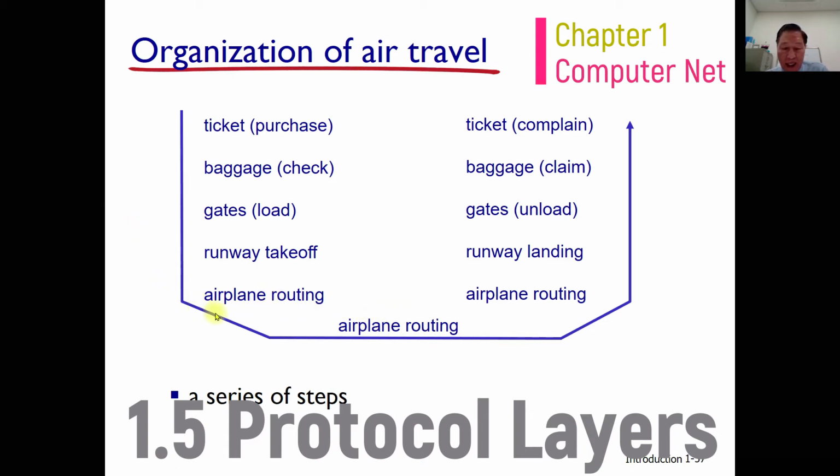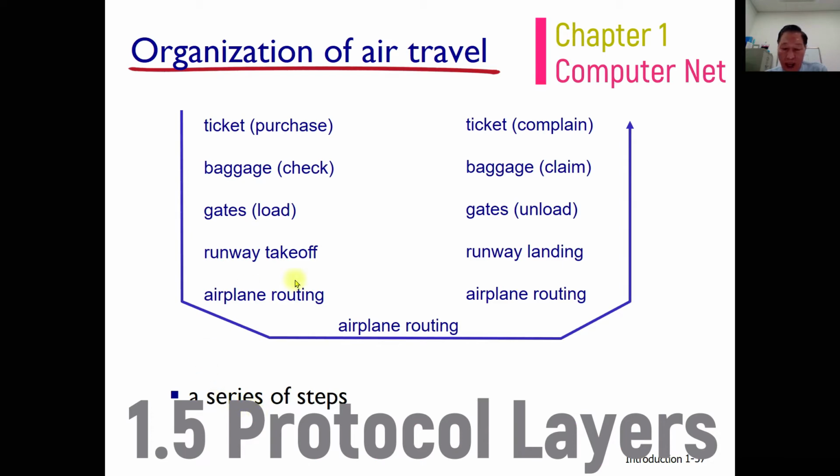And sometimes that may use a direct line. This is called airplane routing. The airplane will arrive there, runway landing and gateway unloading, and the baggage will be claimed, and finally we will arrive at the airport and go to the final destination in our whole journey.